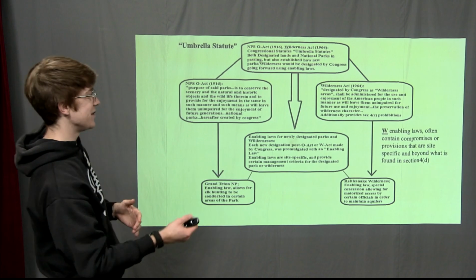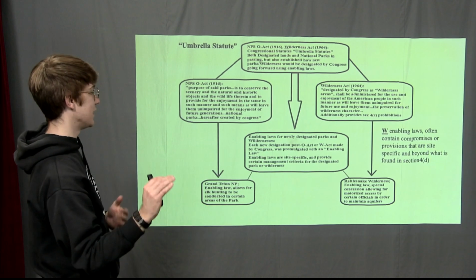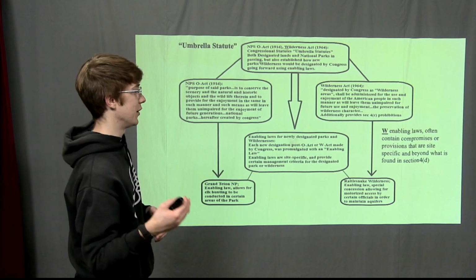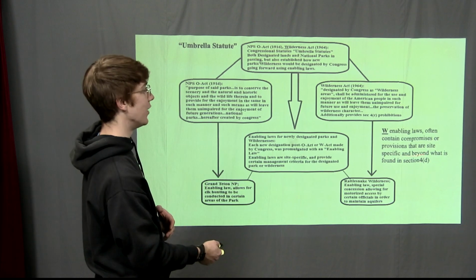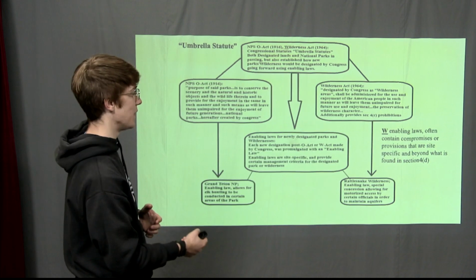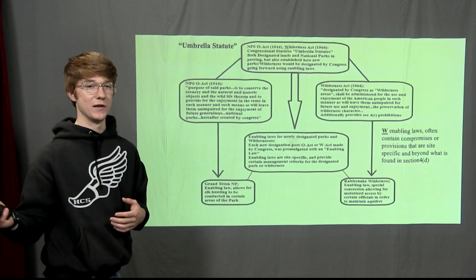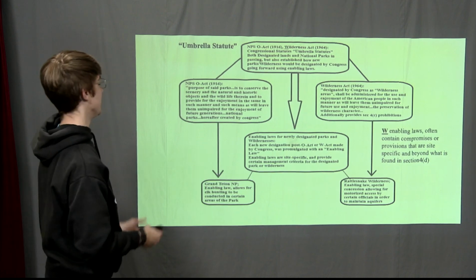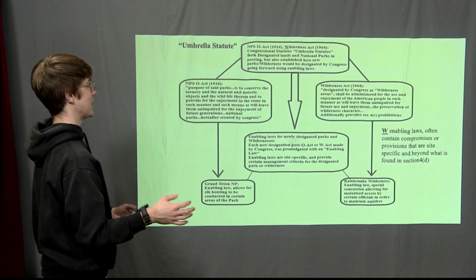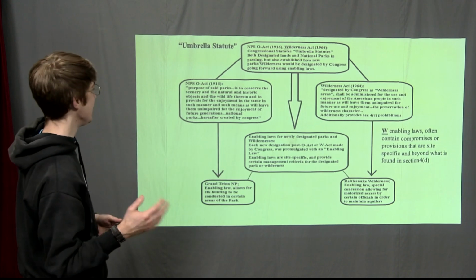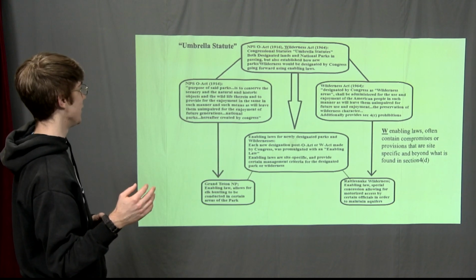Like I said, these enabling acts are very site specific. In the case of the Wilderness Act, they might go beyond what is found in those Section 4(d) compromises, or in national parks, it might go against that general purpose of the act to conserve scenery and natural and historic objects and wildlife therein.